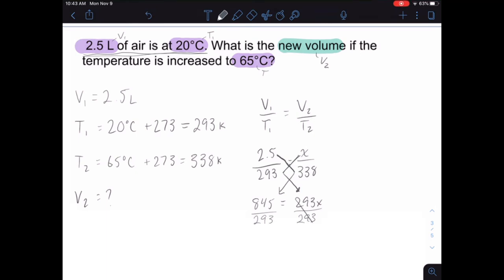That will cancel out. So we have 845 divided by 293, which gives us about 2.9. So 2.9 is our x. Since we're solving for a volume, that is going to be liters. So 2.9 liters would be our answer.